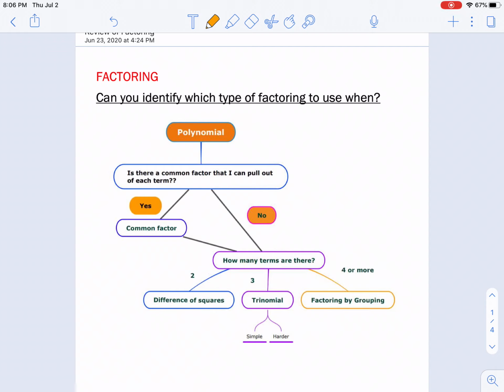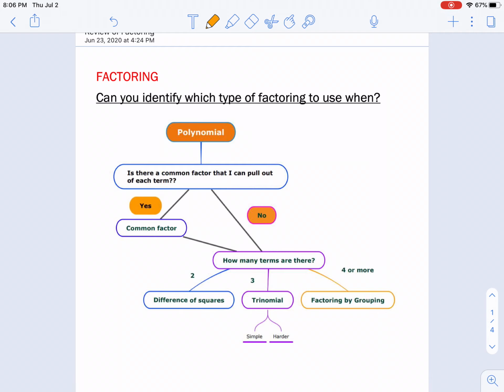In reviewing factoring, we're looking at all of the different types of factoring from grade 11 and from grade 10. And then we're adding for grade 12 for advanced functions, the new type of factoring. And we're going to be introducing the formula sum and difference of cubes.